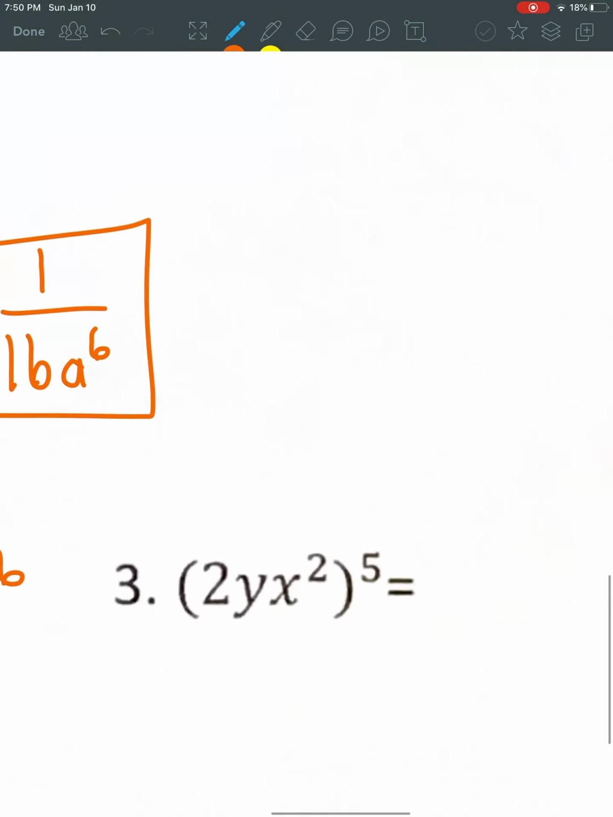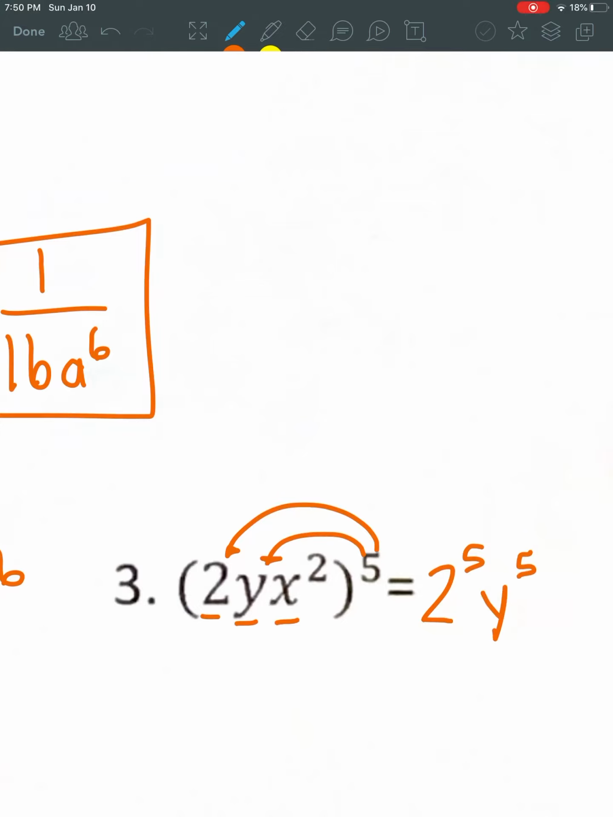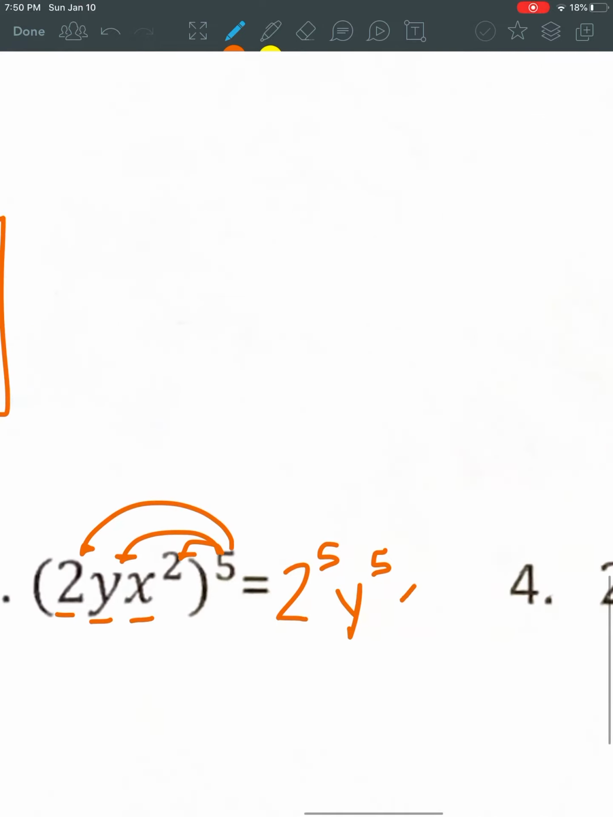And number 3, we do it again. Now notice here we have 3 terms inside of the parentheses. So the 5 goes to the 2, so 2 to the 5th. It goes to the y, so y to the 5th. And then it also goes to x squared, so now we multiply, so x to the 10th. Now, we can simplify again because 2 to the 5th, 2 times 2 times 2, so on, 5 times is 32.